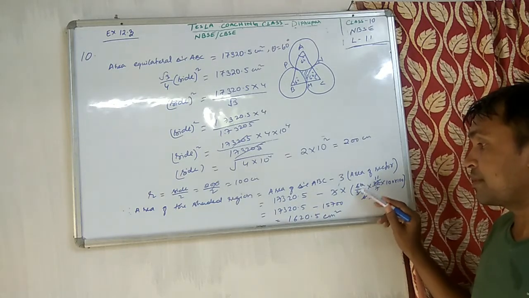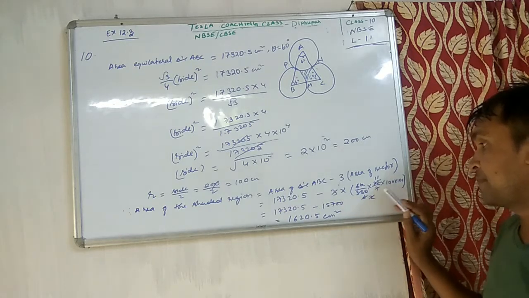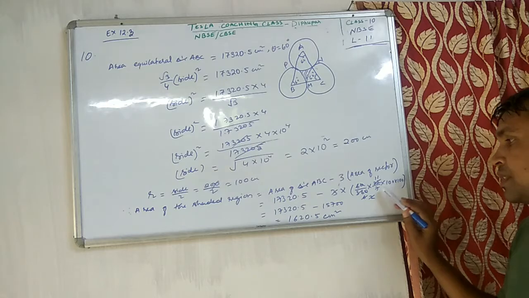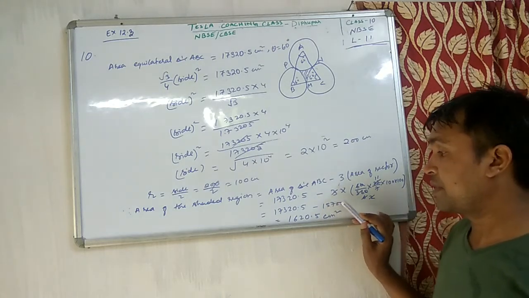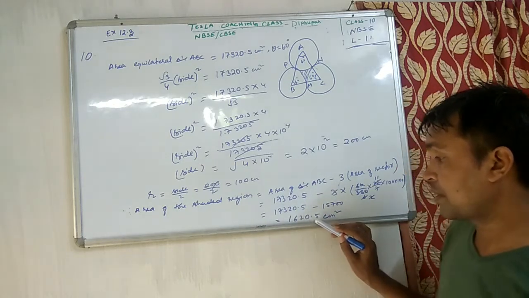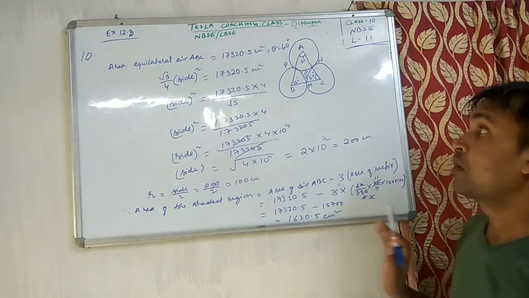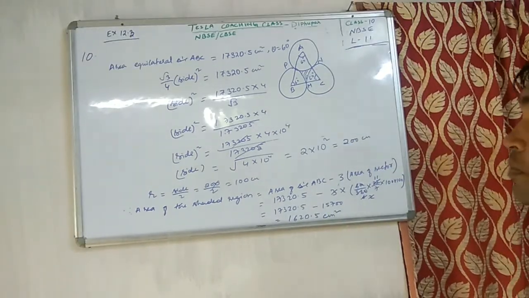The zeros cancel, 6 is 36, 3 2 the 6, 2 11 the. You multiply all this and divide by 7, and you will get 15700. If you subtract it, you will get 1620.5 centimeters square, which is the area of the shaded regions. I hope you have understood it.